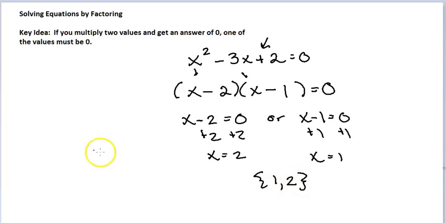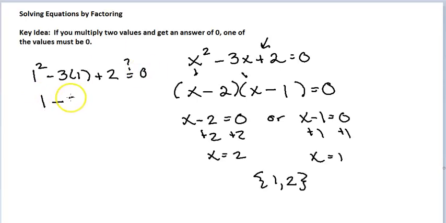Now I can check my work by plugging the 1 into the original equation and seeing if I get a true sentence. So that'd be 1 squared minus 3 times 1 plus 2. And my question is, does that equal 0? 1 squared is 1, that's minus 3 plus 2. And yes, indeed, that does equal 0.